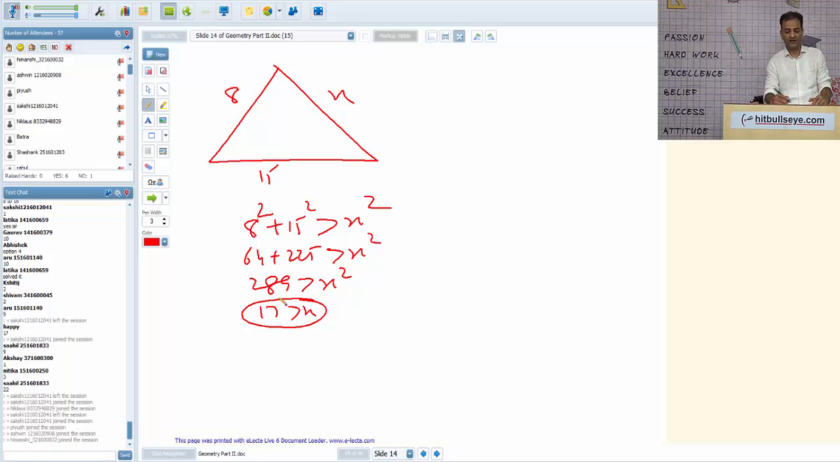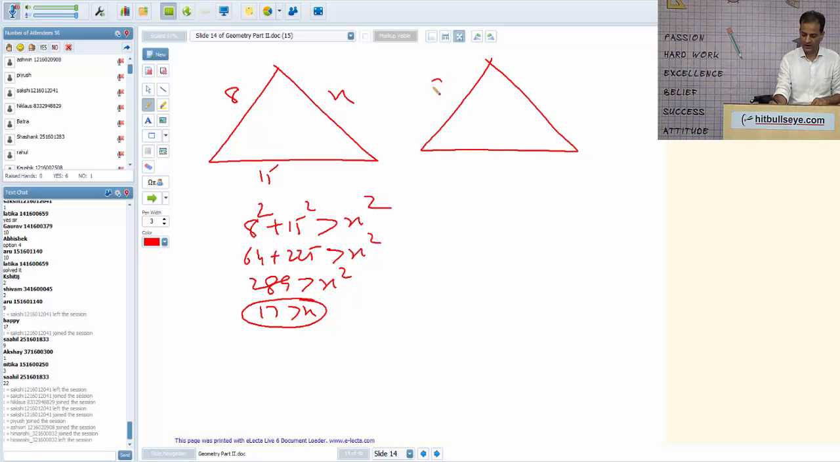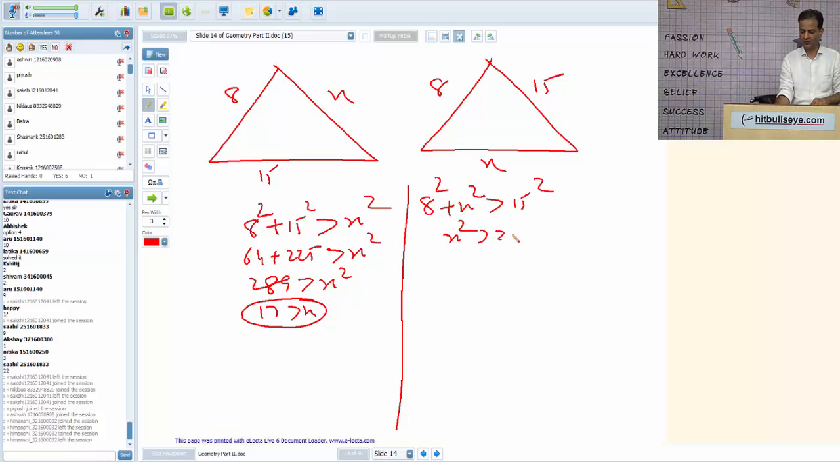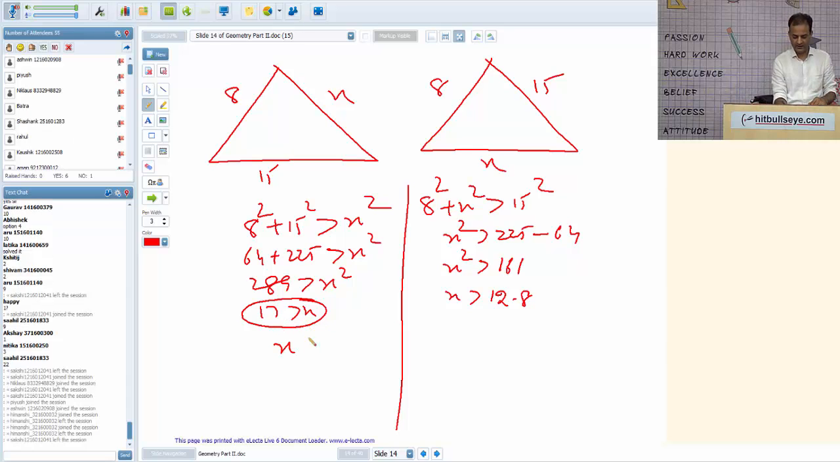But again we have to check the other condition. I have taken 8, this you can take 15, this is x. So from here 8 square plus x square should be greater than 15 square. So x square should be greater than 15 square minus 64, 225 minus 64. X square should be greater than, friends, 161. X will be greater than, suppose, 12.8.